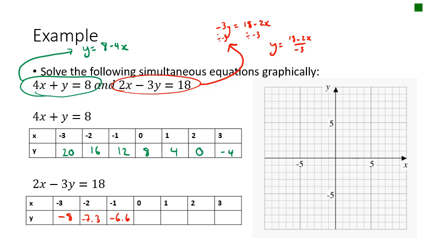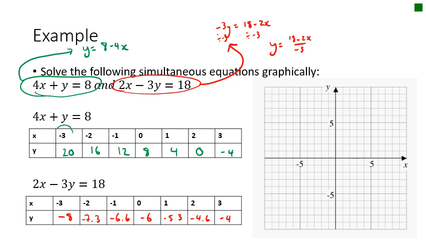And then 0 is going to be minus 6. If I put that 1 there, it's going to be 16 divided by 3, which is minus 5.3. 2 is going to be 14 divided by 3, which is minus 4.6. And then 12 divided by minus 3 is minus 4. So there are my points.